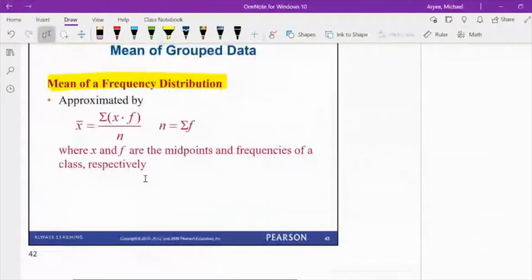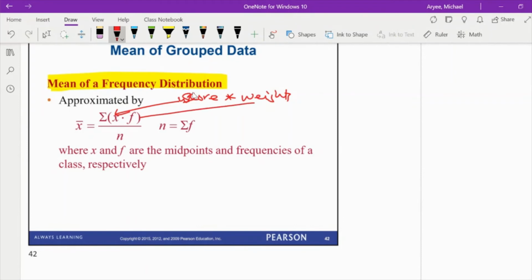Okay. Now, I was looking at frequencies. You would see that it is a weight: the score multiplied by the weight. Frequency serves as the weight. Now, divided by the sum of the weights, but the sum of all the frequencies is n, right? We use n to denote the sum of frequencies.